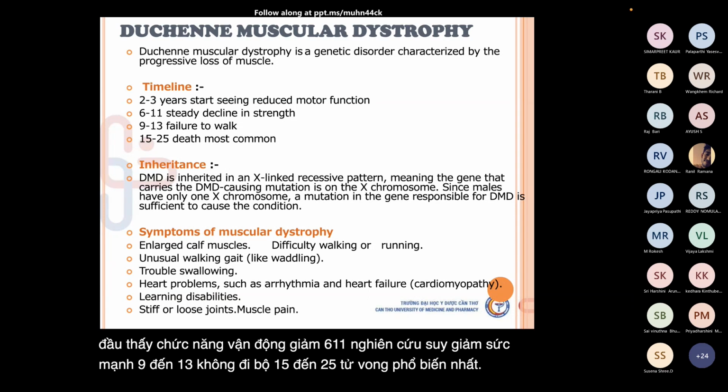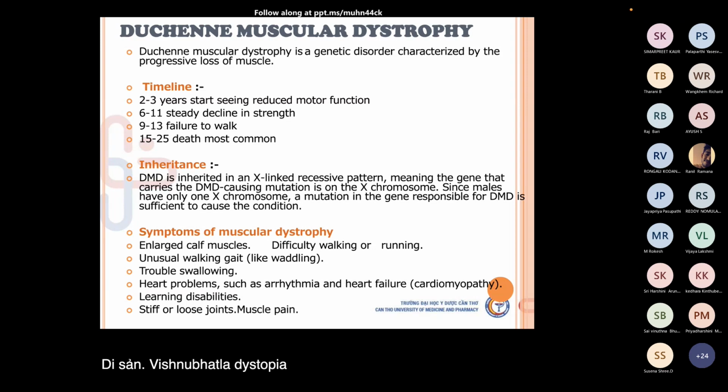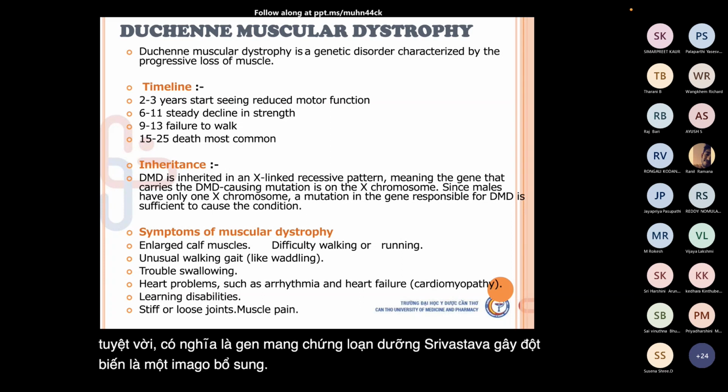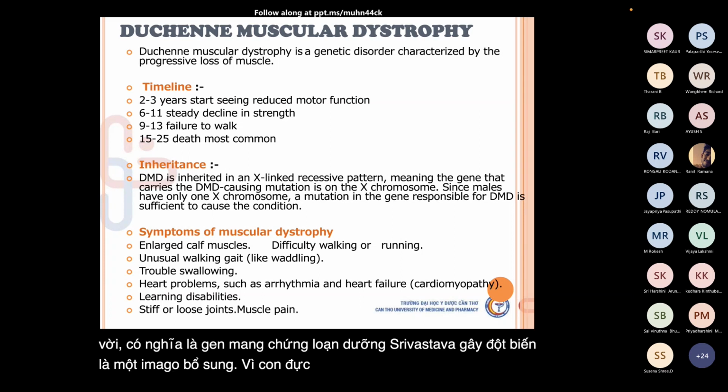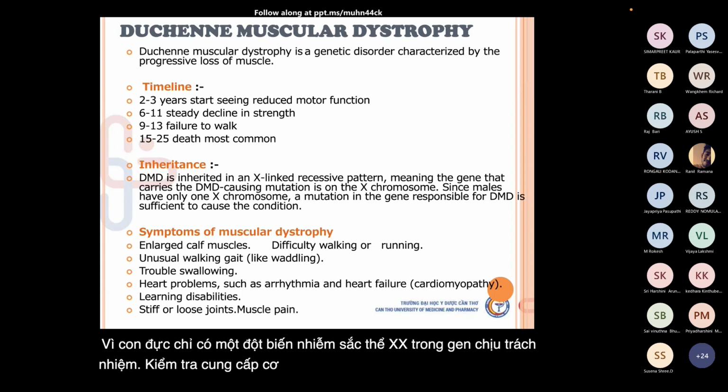Inheritance. Duchenne muscular dystrophy is inherited in an X-linked recessive pattern, meaning the gene carrying the mutation is on the X chromosome. Since males have only one X chromosome, a mutation in the gene responsible for Duchenne muscular dystrophy is sufficient to cause the condition.